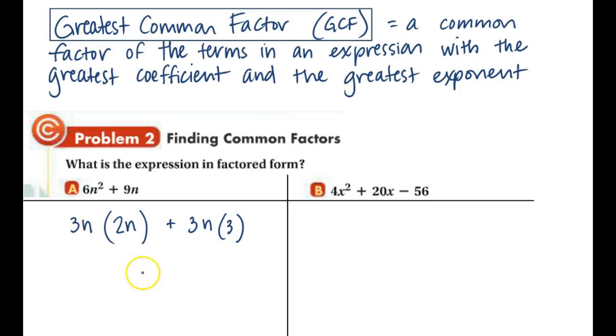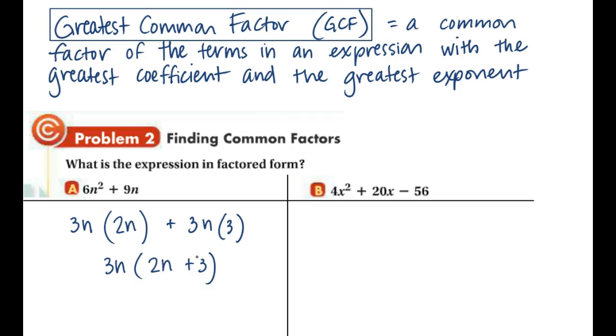So now what we want to do is take the GCF, which is 3n, and put it in front. And now we just have what's remaining in the parentheses. So if you were to distribute this, you would get the original expression that we started with. So 3n times the quantity 2n plus 3 would be the factored form.